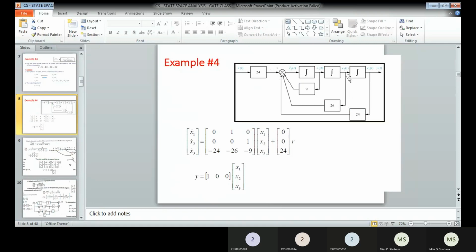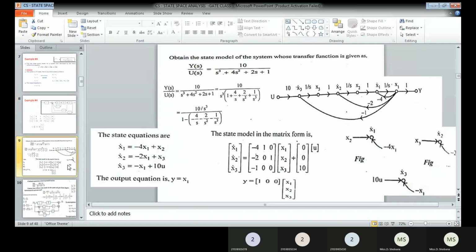And then x2 dot is already nothing but your x3, and x1 dot is nothing but your x2. So therefore, directly you can connect the output of the first integrator as the input of the second integrator. The output of the second integrator will be the input for the third integrator. So here we can have the output equation as x1. So the third integrator will be directly taken as the output. And then we can go for the next thing.